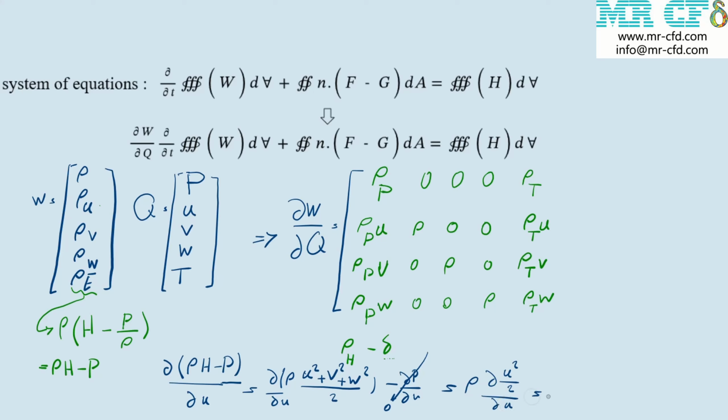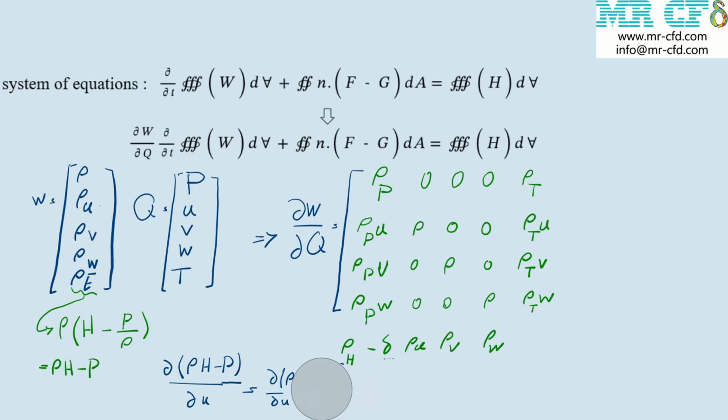A similar process can be followed for the derivatives of ρE with respect to V and W, resulting in ρV and ρW respectively for those components. Now let's define the derivative of ρE with respect to temperature. We start with the partial derivative of ρH minus P with respect to T. We can split this into two terms: partial derivative of ρH with respect to T minus partial derivative of P with respect to T.